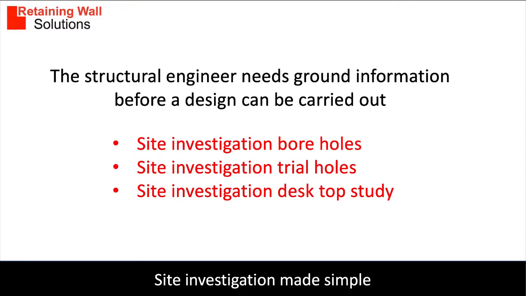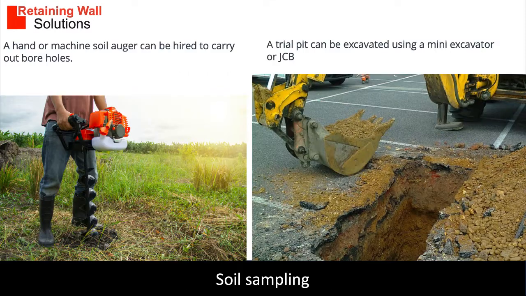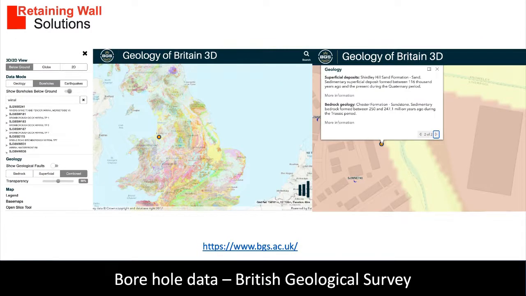Structural engineers need soil information before they can design a retaining wall. Different soils have different properties. There are 3 quick ways to get soil information for small projects: borehole, trial pit and a desktop study. You can hire a bore tool or a JCB to dig into the ground to obtain the information. You take samples from a number of depths and record the depths and soil sample. The engineer can also access borehole data from the British Geological Survey.